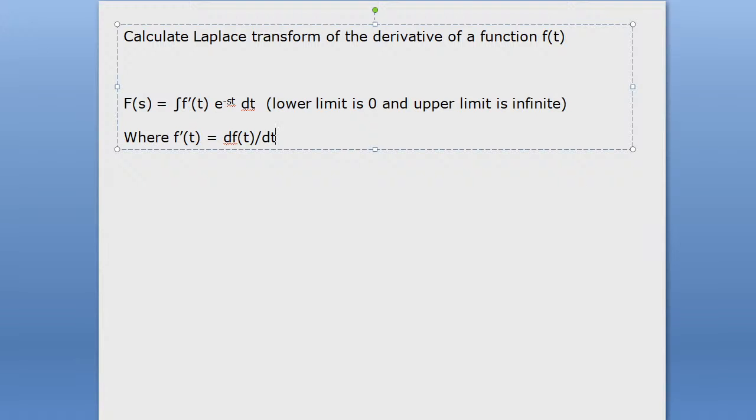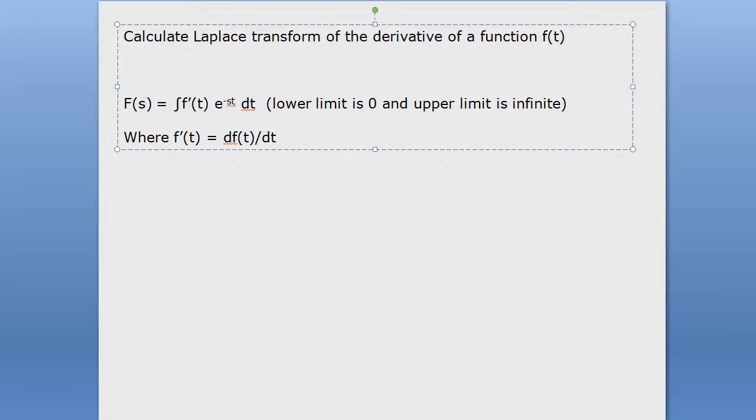Okay, so our objective is to calculate the Laplace transform of the derivative of a given function f of t. So first, we have considered the definition or formula of one-sided Laplace transform. And according to the definition, we can write capital F of s, the Laplace transform of the derivative of f of t, is equal to integration f prime of t e to the power minus st dt, where f prime of t is nothing but the first order derivative of the function f of t. That means f prime of t equals d dt of f of t.